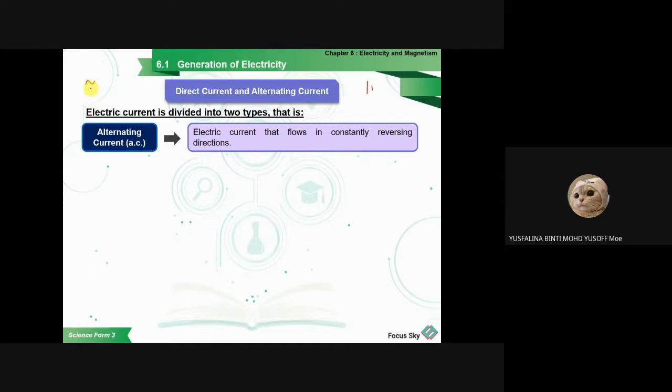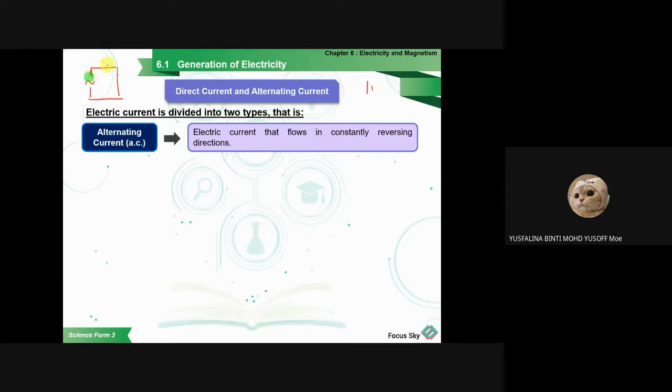Okay, so this is the symbol for the direct current. So let's say, sorry, for the alternating current. So let's say I've connected the alternating current to the generator, straight to the galvanometer or something. So what happened here? Because it says the electric current that flows in constantly reversing direction, right?